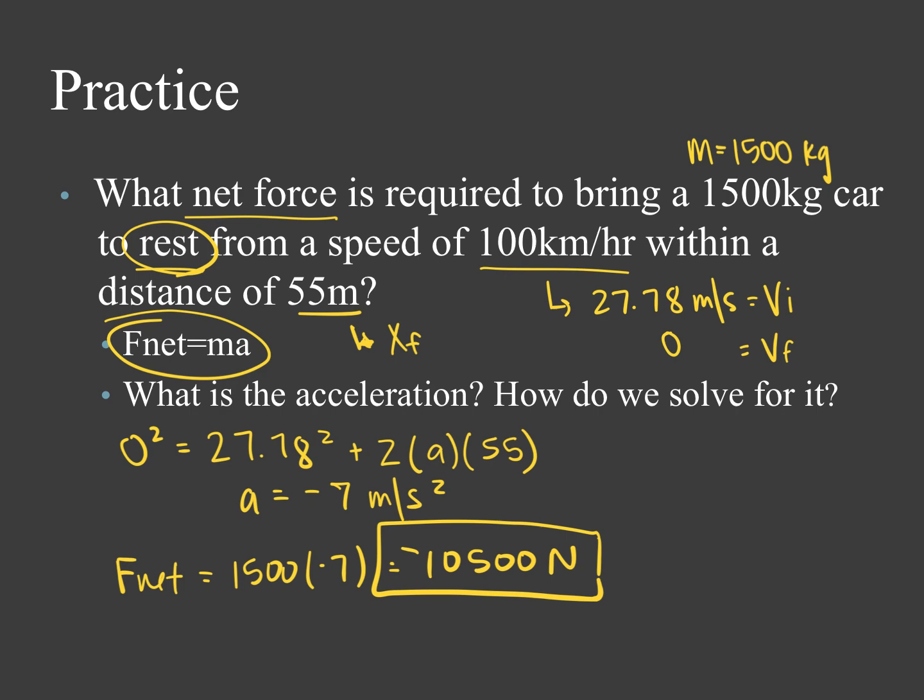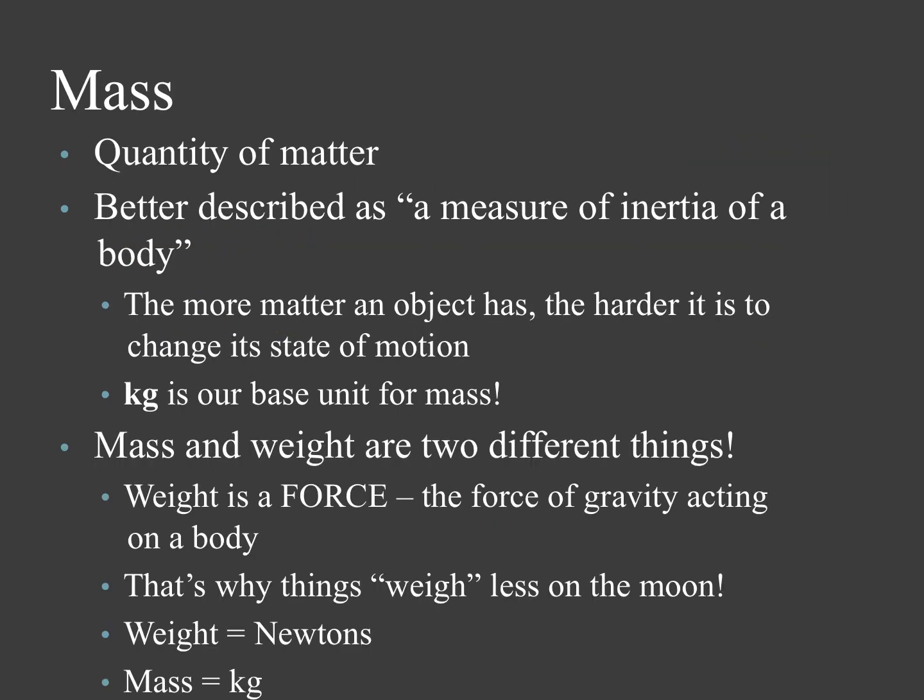Vertical systems now. So we've looked a lot at horizontal. Now we're going to look at vertical systems and how gravity might affect what's happening here, okay? We talked about mass being a measure of inertia a little bit earlier. And that does kind of fall into its definition here, okay? Mass is a quantity of matter or a measure of inertia.